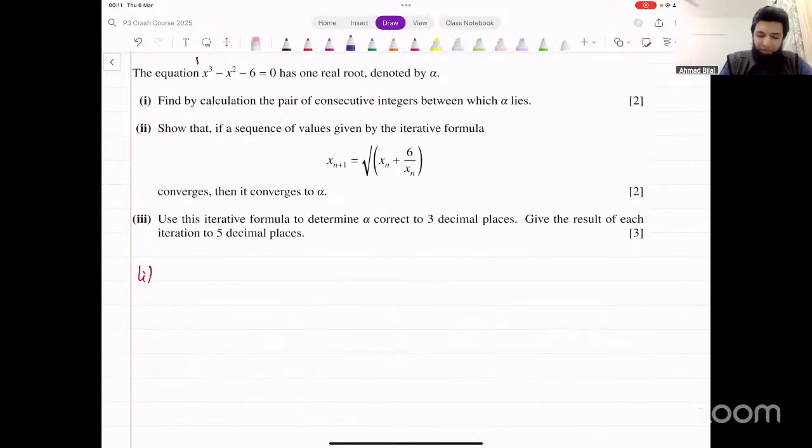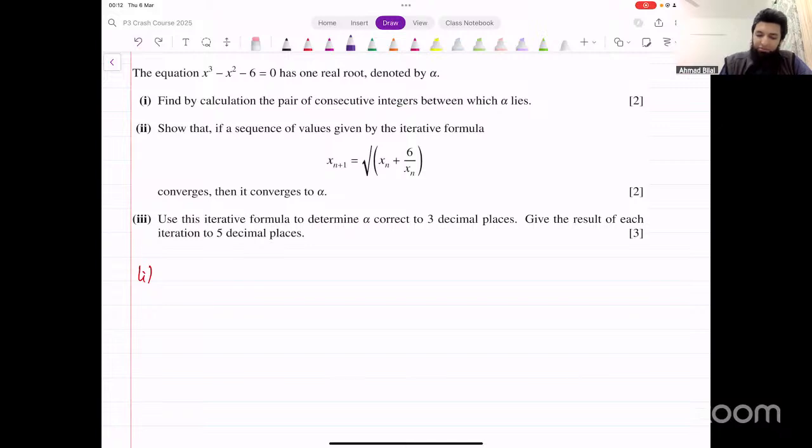You have this equation x³ minus x² minus 6 equal to 0. And they have given that this has one real root, denoted by alpha. It's a cubic equation. It has one real root. We need to find by calculation the pair of consecutive integers between which alpha lies. Now, what does that mean? Pair of consecutive integers between which alpha lies. Alpha is the solution to this equation, right?